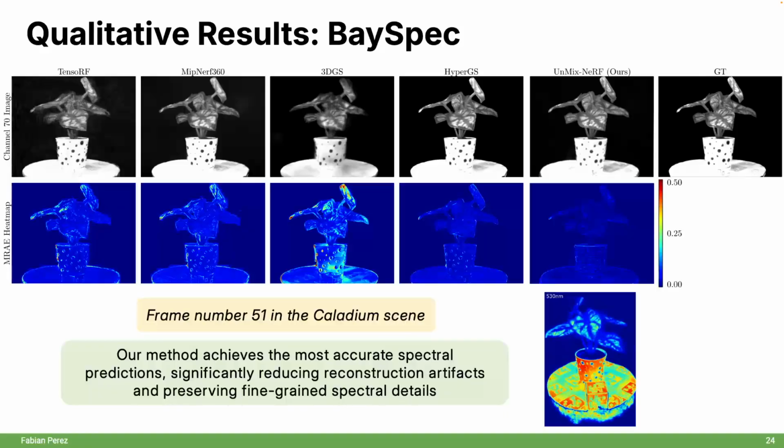Now we show the Caladium scene, frame 51. The top row is a single spectral band for each method next to the ground truth. The bottom row visualizes mean relative absolute error, where lower is better, so darker blue means less error. Our reconstruction is the cleanest, with fewer artifacts and better preservation of fine-grained structure.